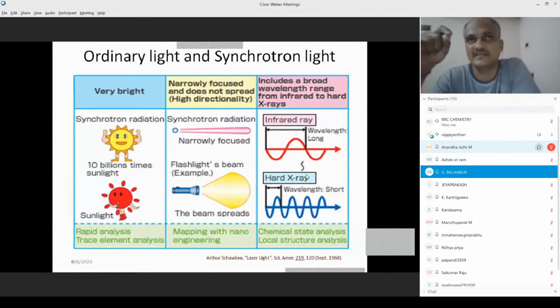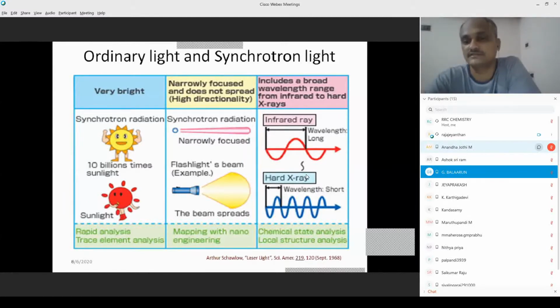Where is this used? For example, in the semiconductor industry, if you take a chip, you can create more transistors in a small area, and then we can increase the speed of our computing. So more transistors can be created using synchrotron light because it is narrowly focused and does not spread. It is like using a chisel to sculpt a sculpture; we can create micro and nano structures, right? And the third important property is that it includes a broad wavelength range from infrared to hard X-rays.